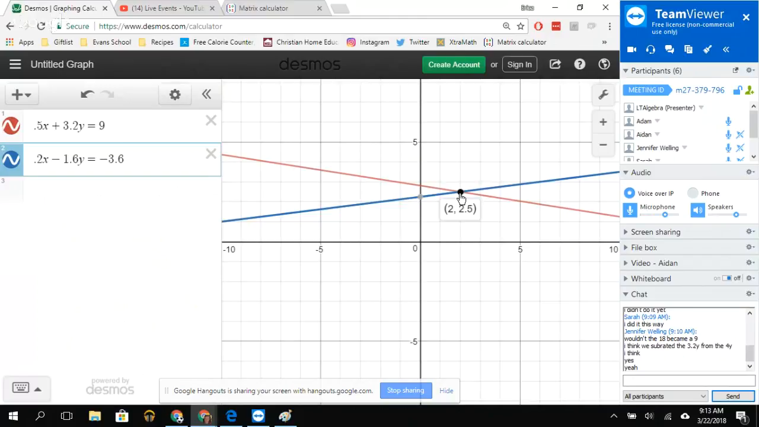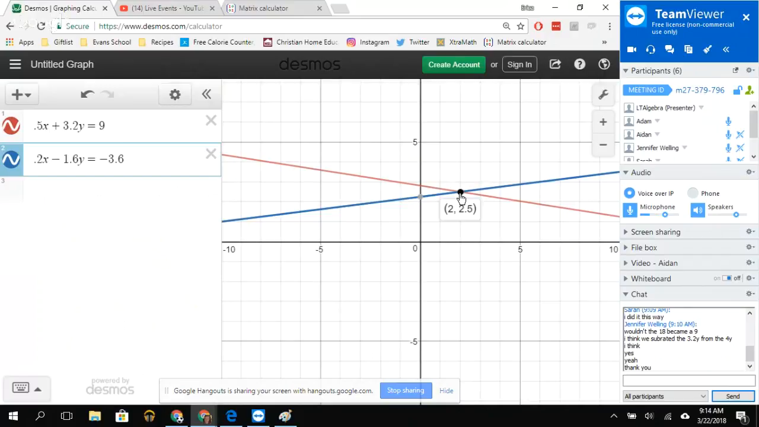Okay. Any other questions that we can work our way through? Nope. All right. Well, if there is, let me know. We are going to dive into matrices.